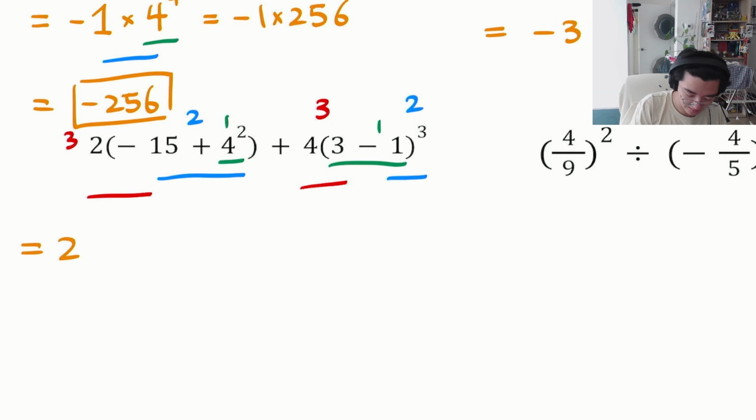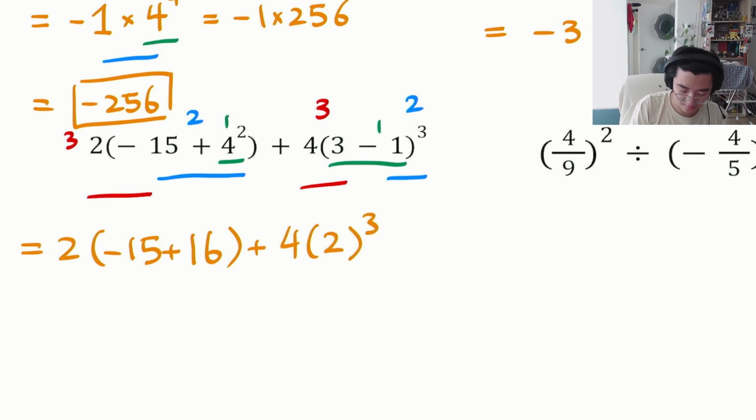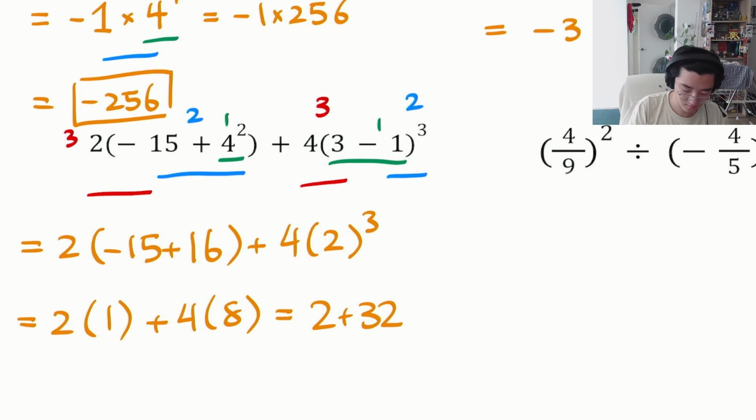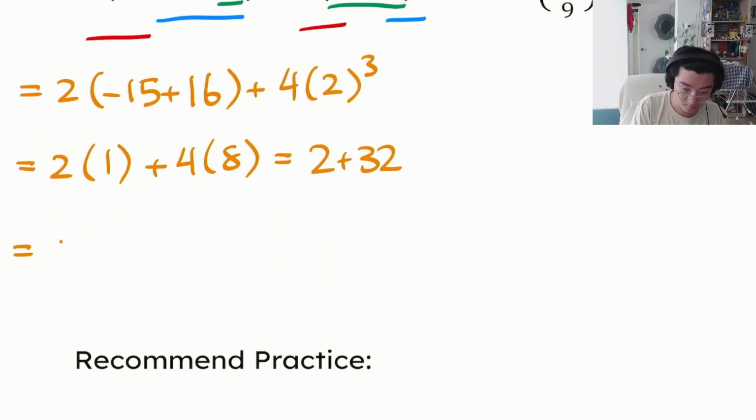Okay, so in the left we got 2 times negative 15 plus 16. That's 4 squared. And then 3 minus 1 is 2. Then we do the exponents. So negative 15 plus 16 is just 1. 2 squared is 8. Right, which is just 2 plus 32. $34. Right, just like that.